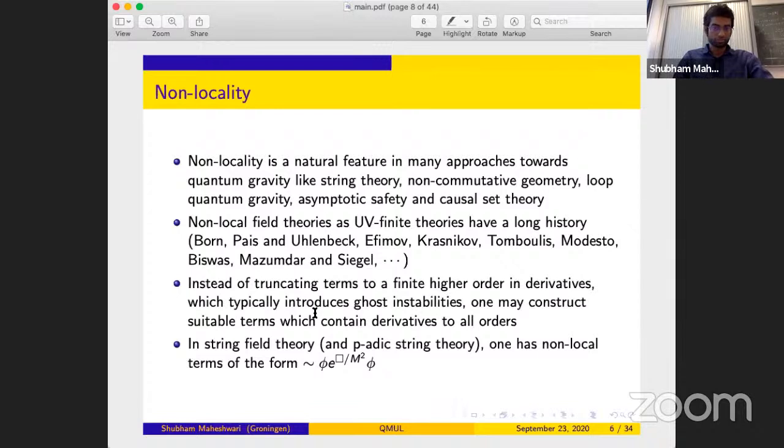And this actually does appear in a natural context in string field theory and p-adic string theory, where in the action you will have terms of this particular form, where phi is some scalar field, let's say, and you will have this exponential of box by m squared term. So this box is just the usual g^{μν} ∇_μ ∇_ν, and m is some high energy mass scale. So this is a non-polynomial term. You have derivatives to all orders. You're not supposed to truncate the series at any order, and you will have derivatives all the way up to infinity. So this is the inspiration that I will take to try to modify GR in the UV sector in this way.